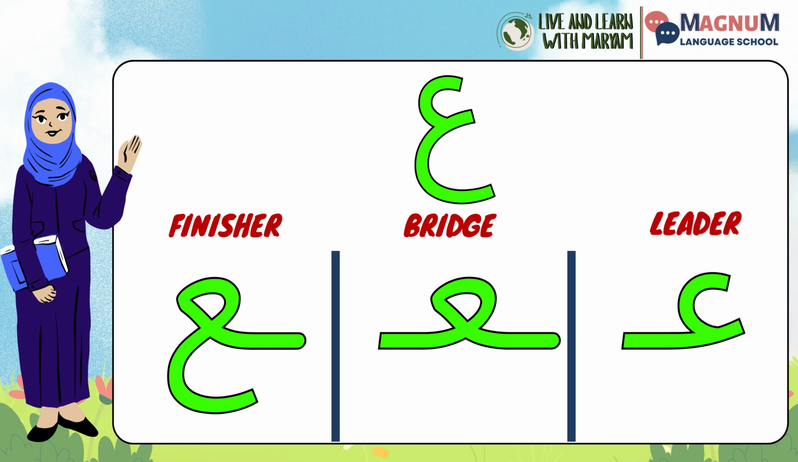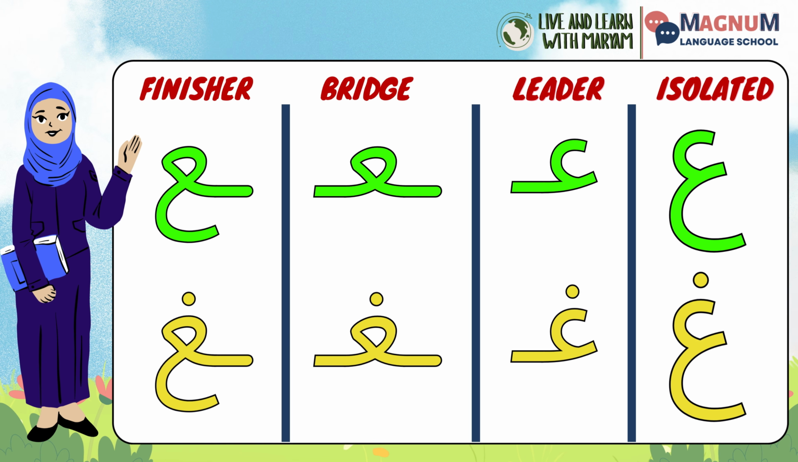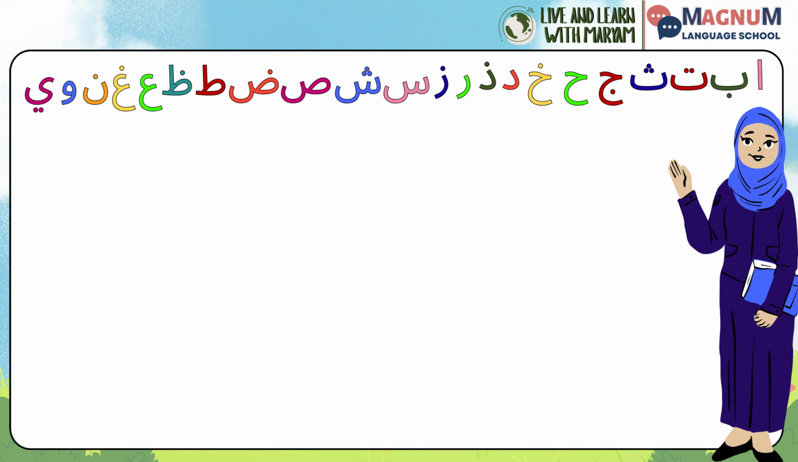We differentiate them by the dot. Ayin has no dots and ghayn has a single dot above it. Now, let's pick some letters to see this transformation. Let's pick ayin, noon, and ba.